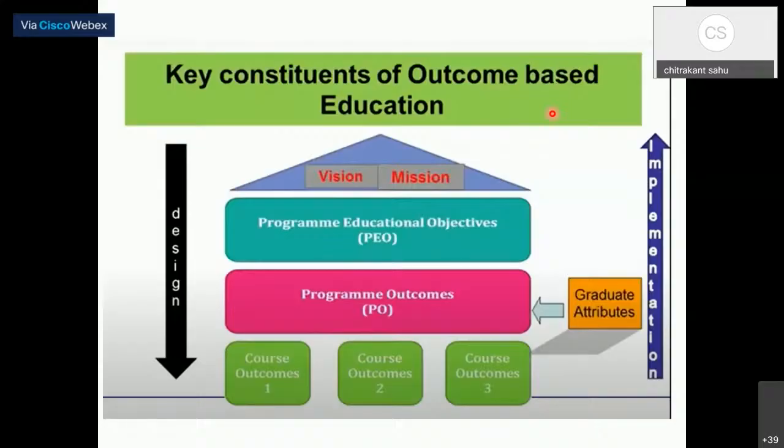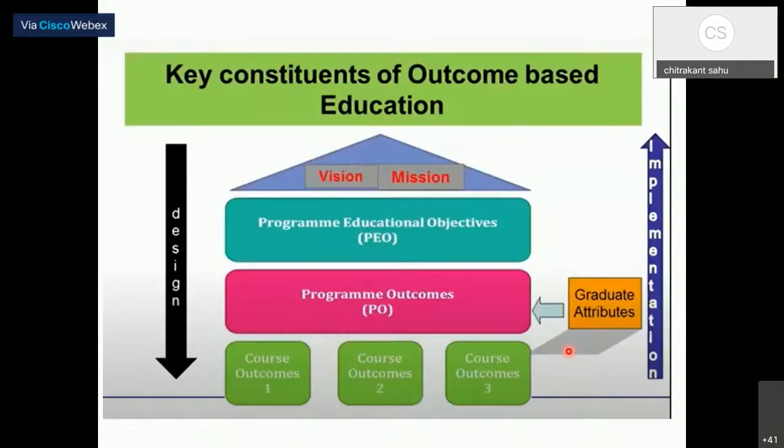But if we talk about the implementation part, how do we implement this outcome based education philosophy? The implementation goes from bottom to top. How it is implemented at the subject level, then the program level, then for the long term, and then after that, whether the correct steps have been taken, whether the planned mission is proper or not, and whether we are reaching towards the complete vision or not.